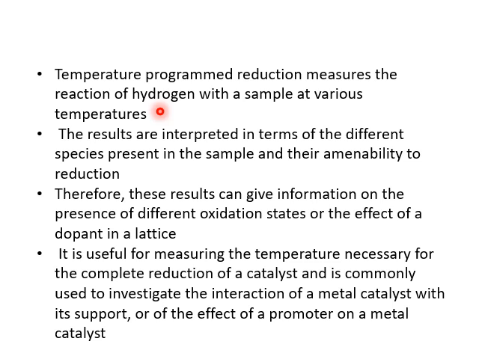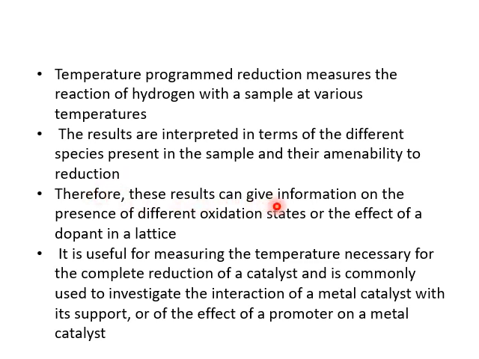The reaction of the sample components with hydrogen at various temperatures will be different because different species may be present in the sample. The results are interpreted in terms of the different species present in the sample and their amenability to reduction. Different types of species will react with hydrogen at different rates. They have different abilities to be reduced at the same temperature. So the results are interpreted on this basis, because there is a different ability of reduction.